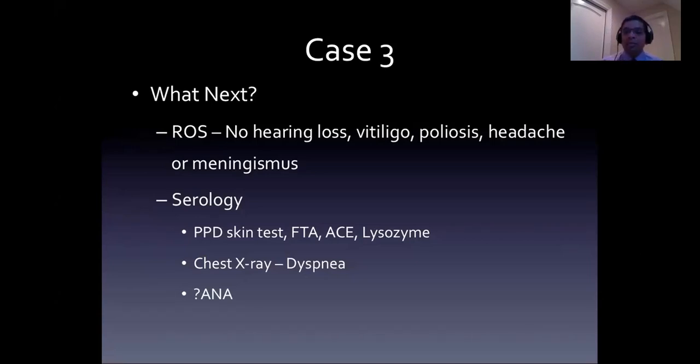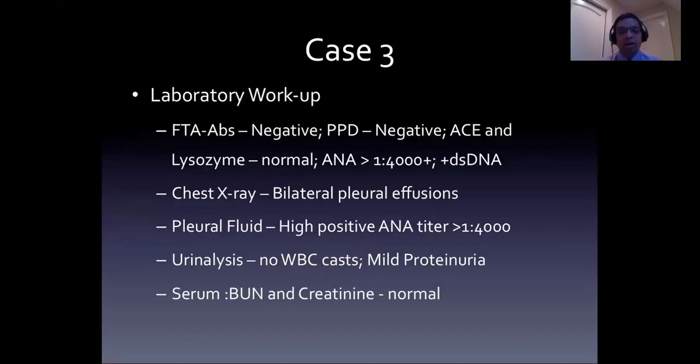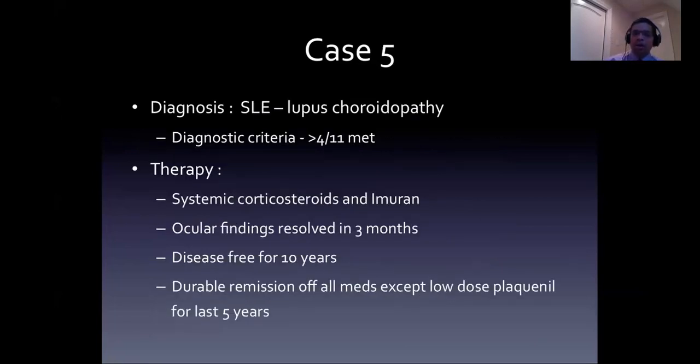And I went back then and obtained an anti-nuclear antibody on this patient. It was very, very high. And the double-stranded DNA antibody was high as well. And the pleural fluid was biopsied and showed a very high positive anti-nuclear antibody titer. She had mild proteinuria on urinalysis, and this patient had lupus, and she presented with lupus choroidopathy. She had met more than 4 out of the 11 diagnostic criteria. So this is very important to keep in mind, that the diagnostic criteria are what's used to make the clinical diagnosis of lupus. The blood tests were an afterthought, frankly.